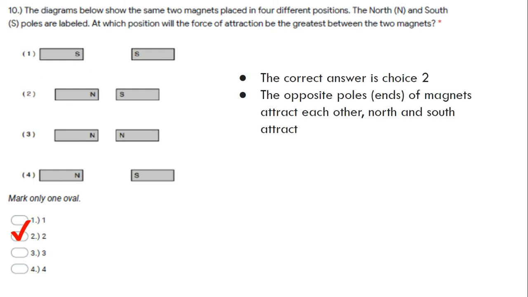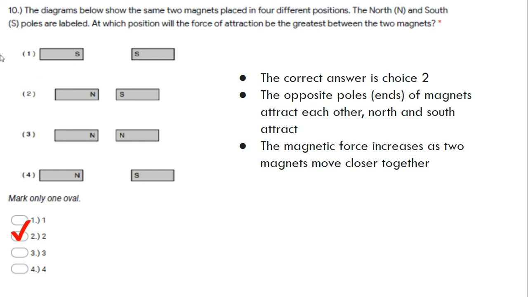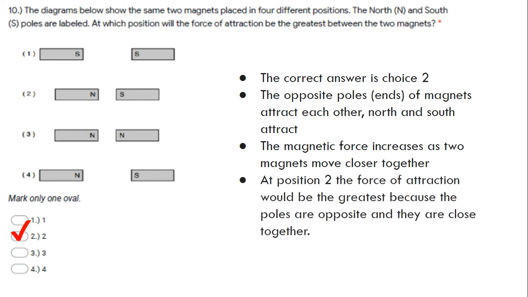The opposite poles of the magnets attract each other, north and south attract. So right off the bat, they want to know which one is going to have the greatest force of attraction. We can eliminate 1 and 3 because north and north repel and south and south repel. That leaves us with 2 or 4, north and south when they're close together, or north and south when they're far apart. The magnetic force increases as two magnets move closer together. So at position 2, the force of attraction will be the greatest because the poles are opposite and they are close together. All right, that's going to wrap it up for review of the final exam part 2.